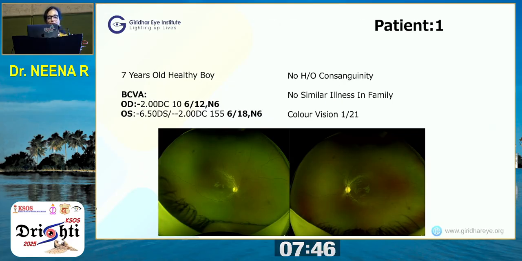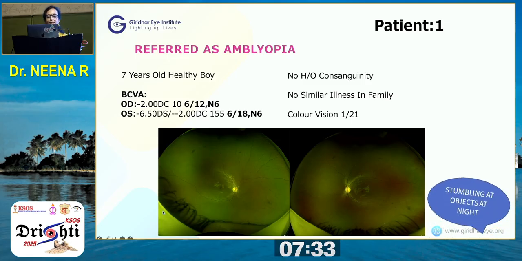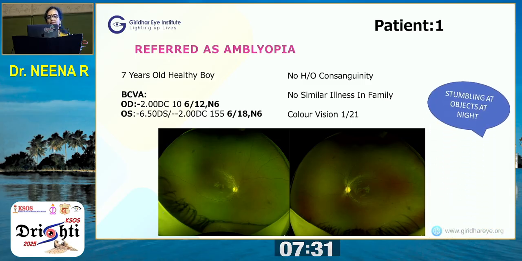So this was a 7-year-old otherwise healthy boy. He was referred to me as amblyopic. His best corrected visual acuity was 6/12, N6 in the right eye and 6/18, N6 in the left. No consanguinity, no family history, poor color vision. This is his Optos picture. So maybe some temporal pallor. But when I took the history, there was a definite history of stumbling over objects at night. So maybe he's having some night vision problem.